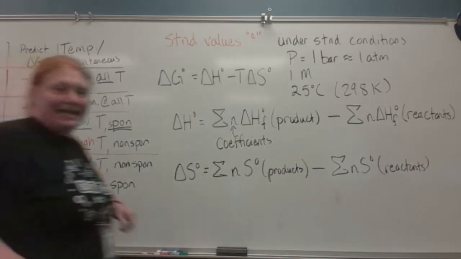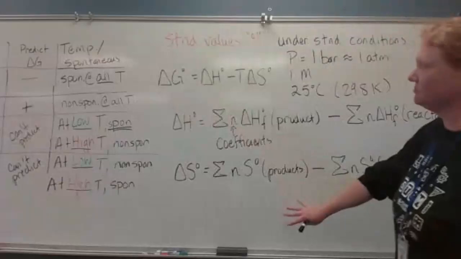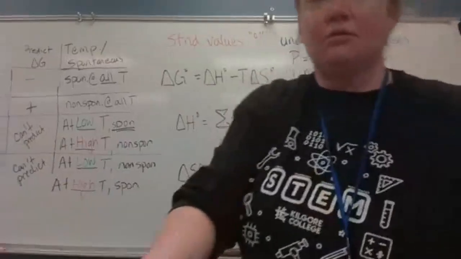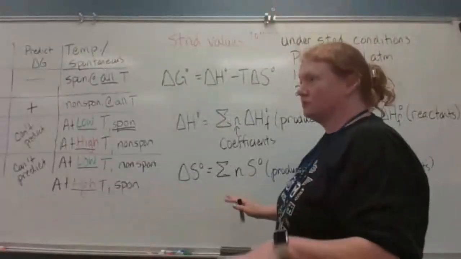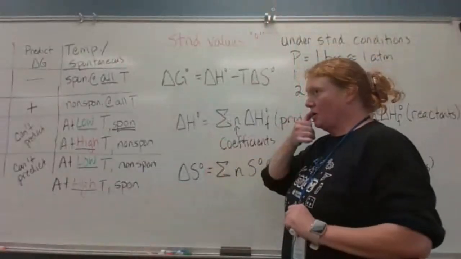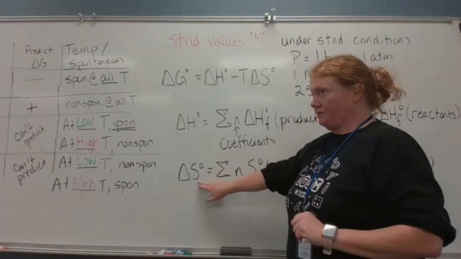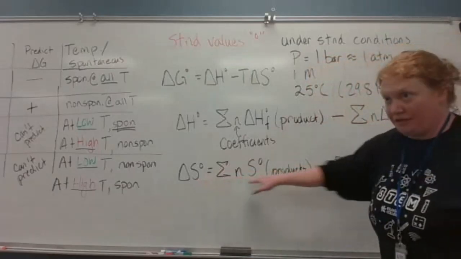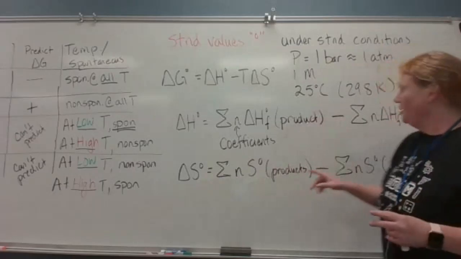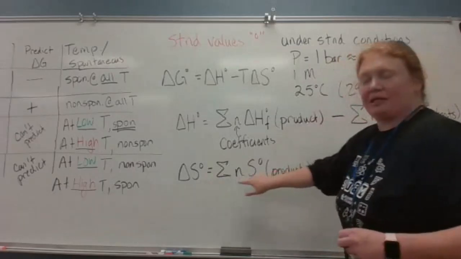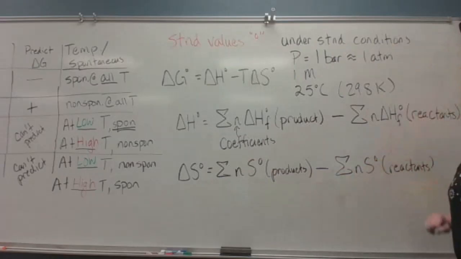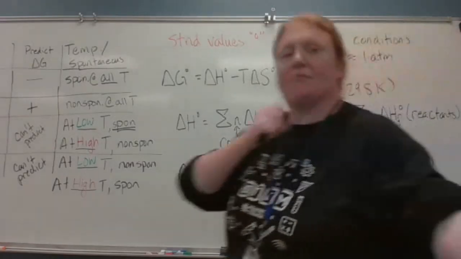Let's see, 17 and 18 both deal with standard values. This is the entropy. So it's still the sum of the entropy for all the products, multiplied by the coefficient, minus the same deal for the reactants. Yes.